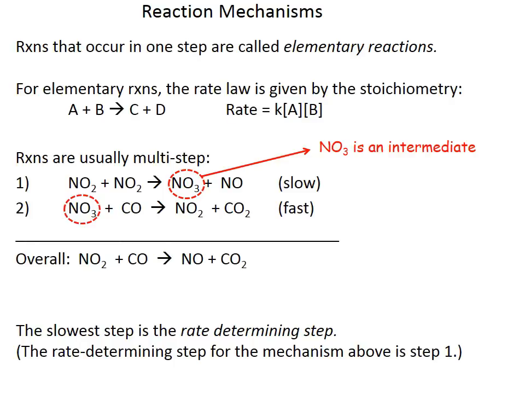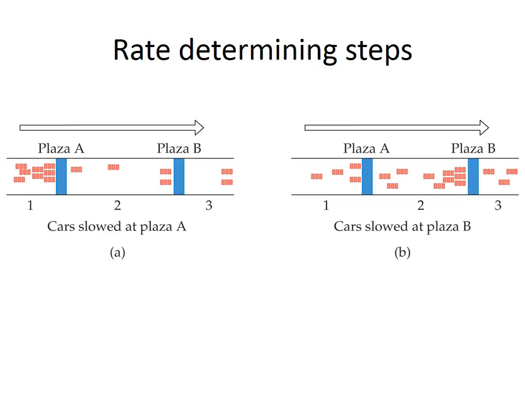The slowest step is defined as the rate determining step, and the reason it's called that is because it alone determines the rate of the reaction. The rate determining step in the mechanism that's shown here is step 1, because that is simply the slow step. So rate determining steps are described that way. It's always the slow step, and the best example I can think of is when you're paying a toll.